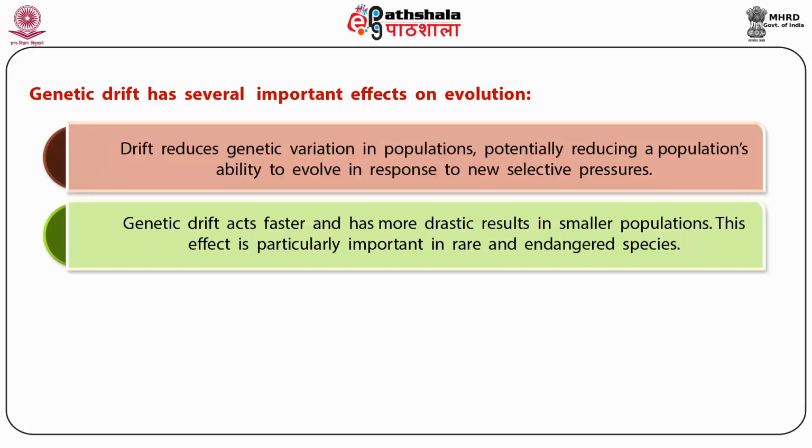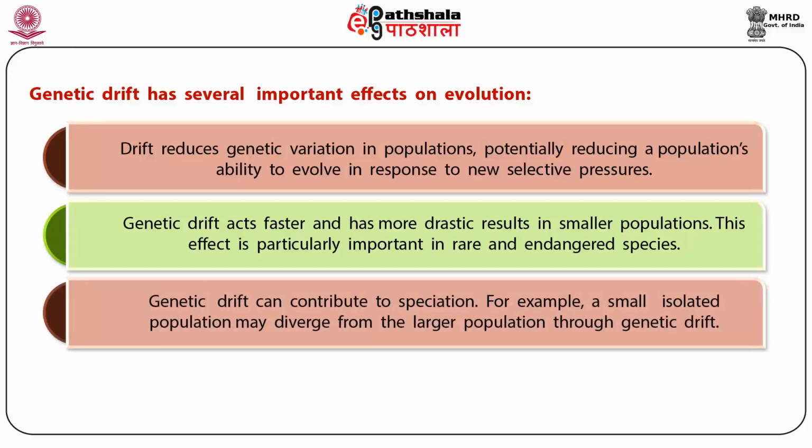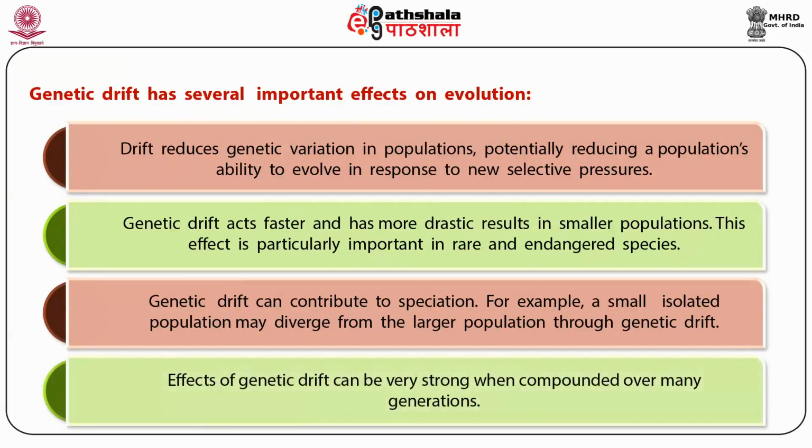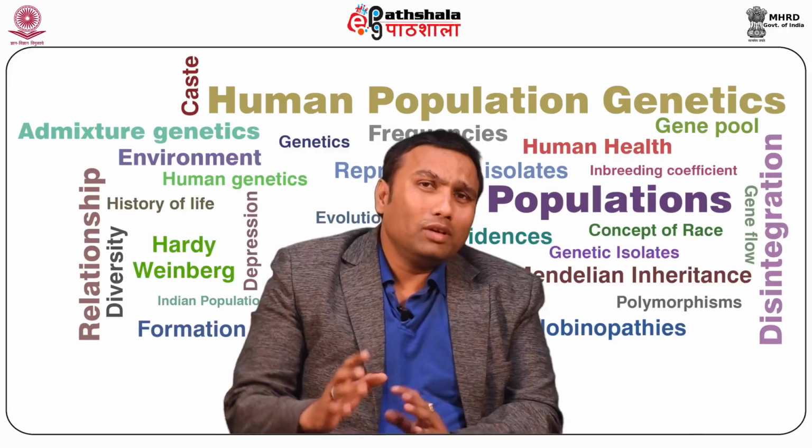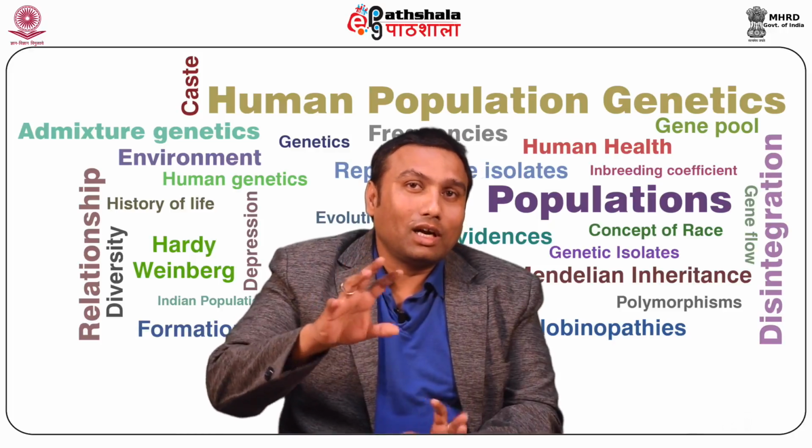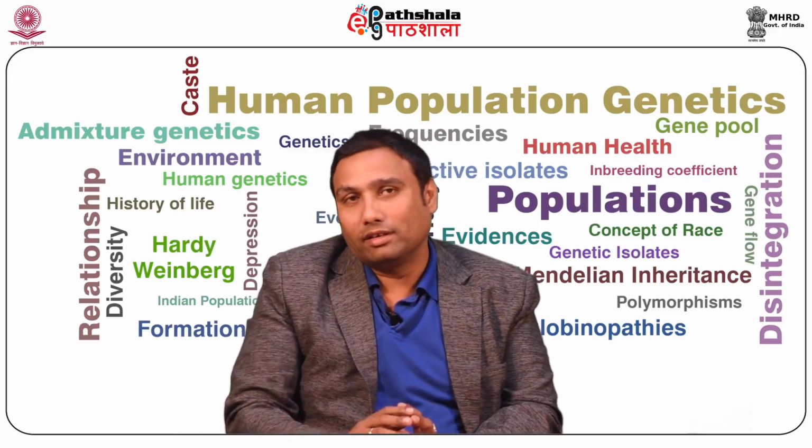Next important effect is that genetic drift can contribute to speciation. For example, a small isolated population may diverge from the larger population through genetic drift. It has also some other important factors, like the effect of genetic drift can be very strong when compounded over many generations. So now let's try to discuss or highlight the main aspects of genetic drift.